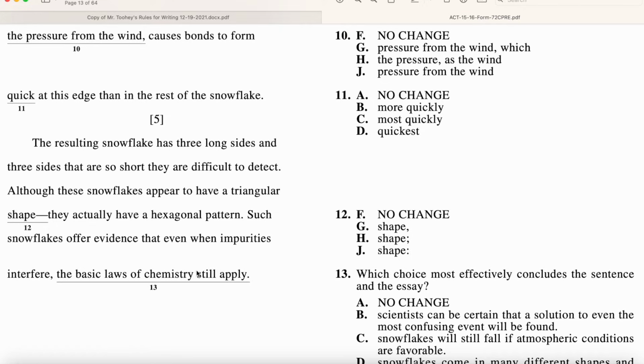Okay, so the grammar rule doesn't make sense. When do you use that semicolon? When you're connecting it to another thought, a standalone thought, two complete sentences.